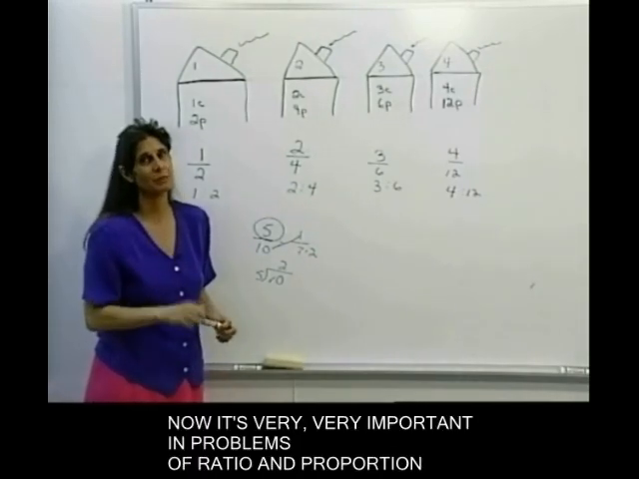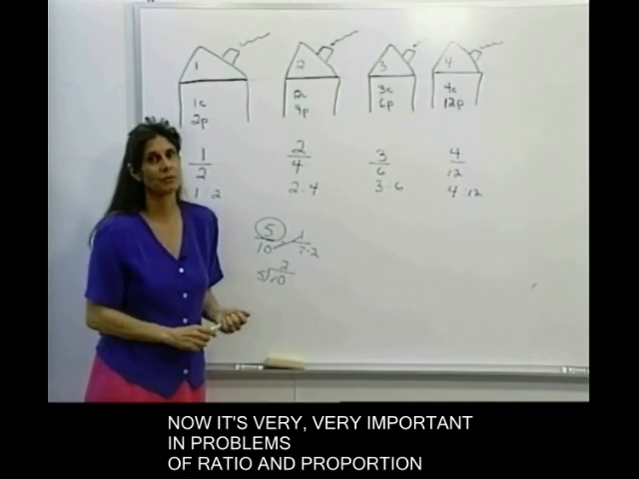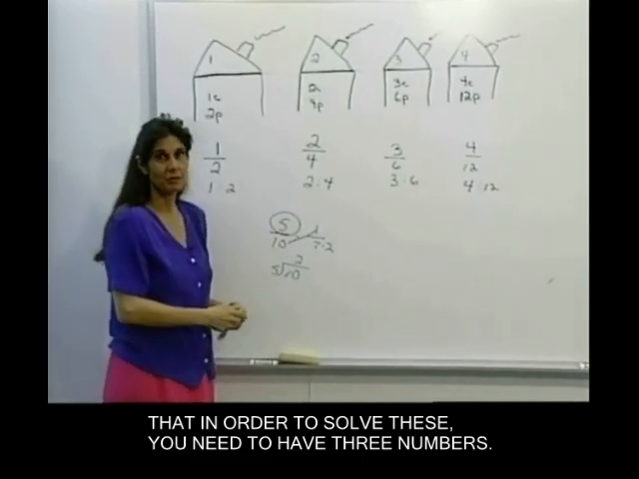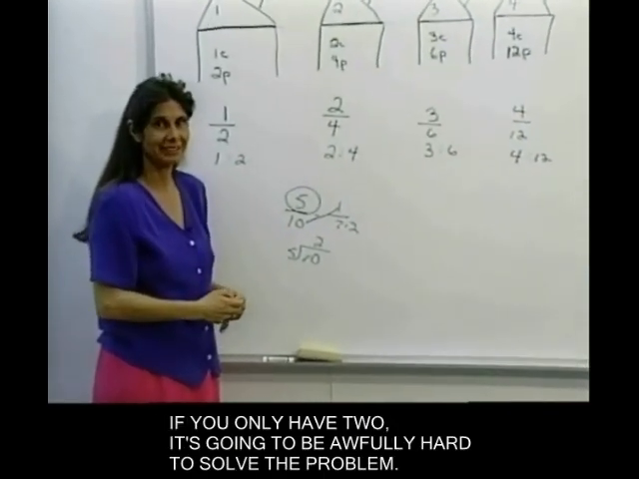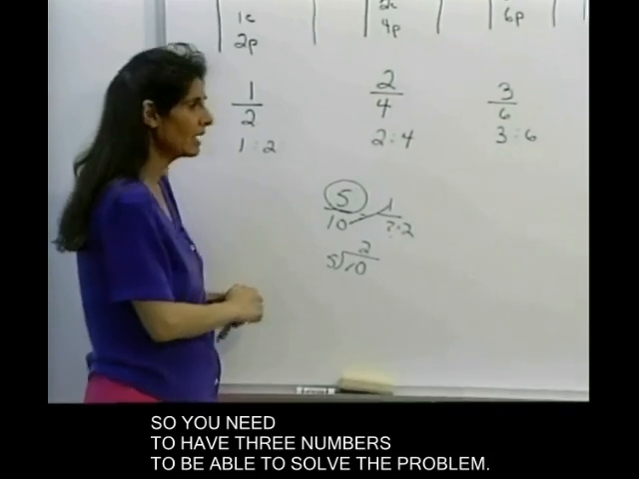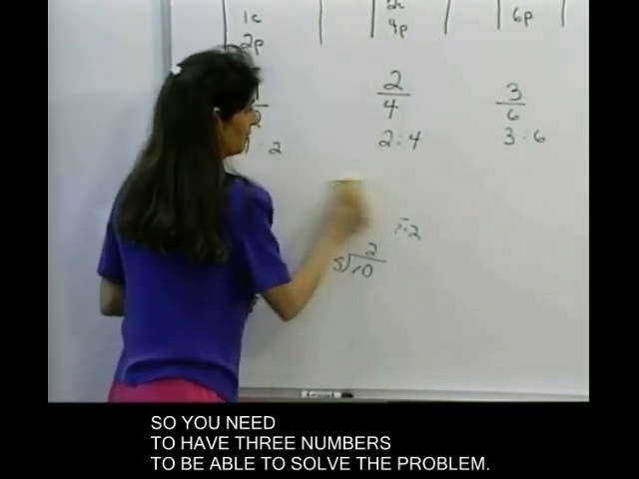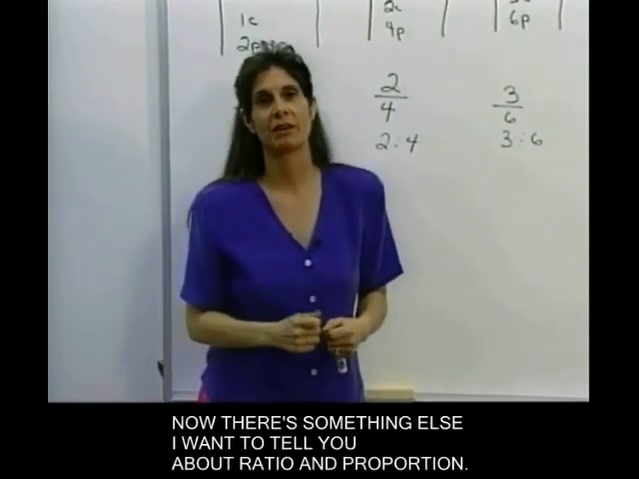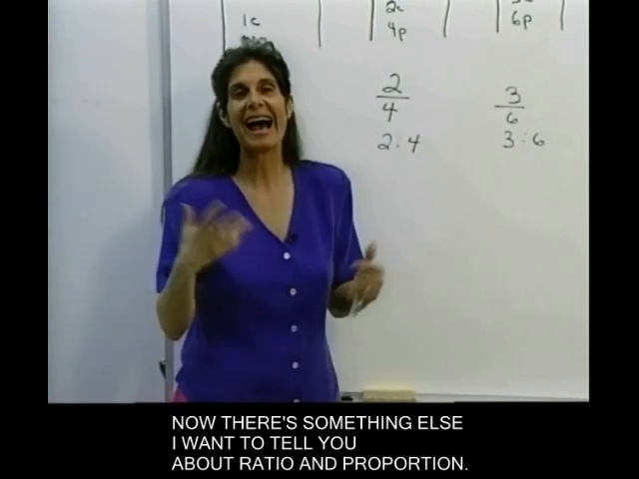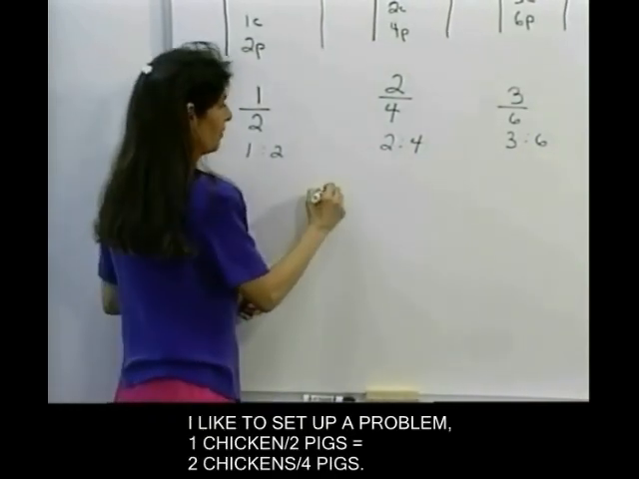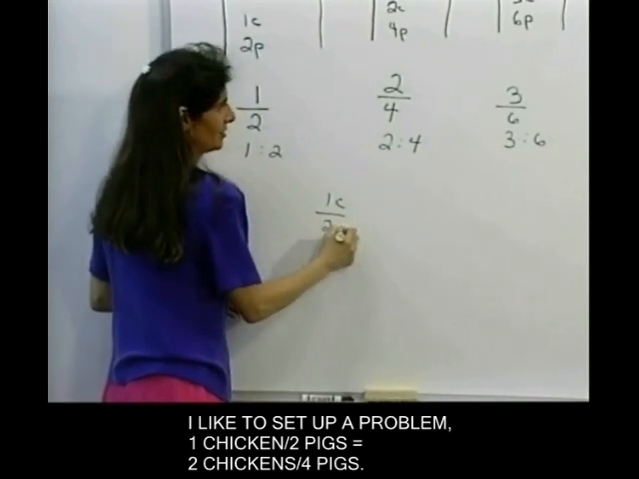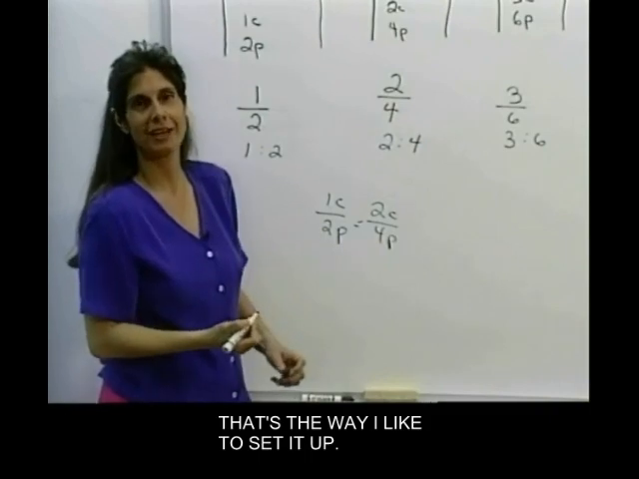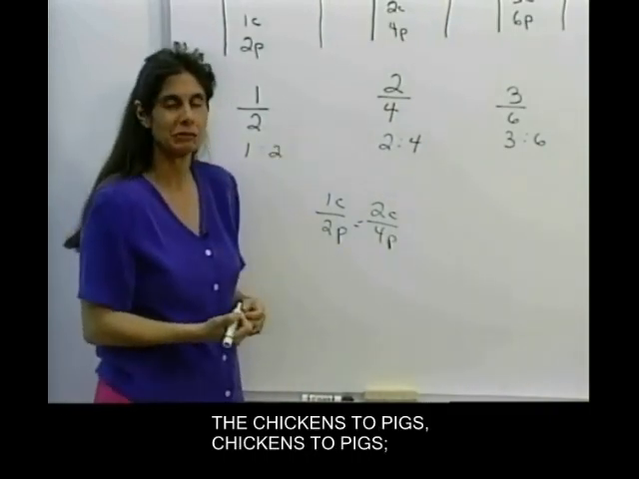Now, it's very important in problems of ratio and proportion that in order to solve these, you need to have 3 numbers. If you only have 2, it's going to be awfully hard to solve the problem. Now, there's something else I want to tell you about ratio and proportion. I like to set up a problem: 1 chicken to 2 pigs equals 2 chickens to 4 pigs. That's the way I like to set it up. The chickens to pigs, chickens to pigs.